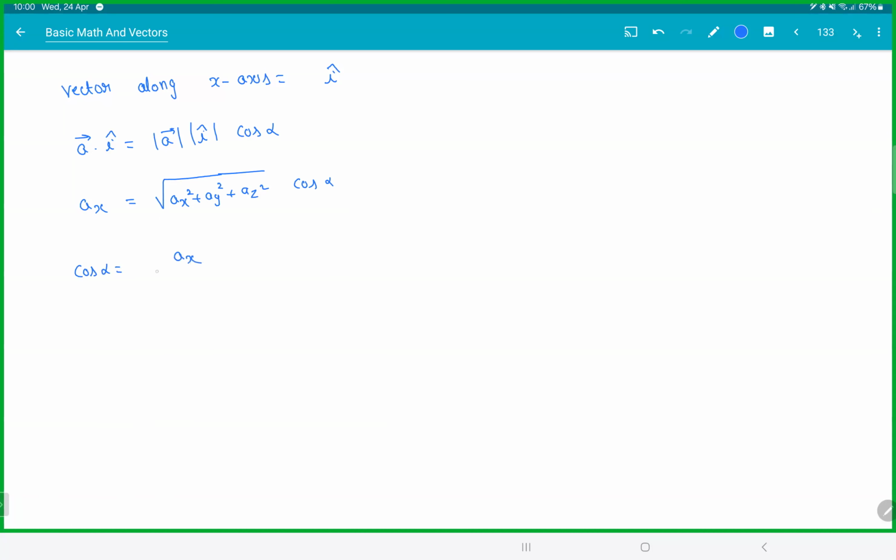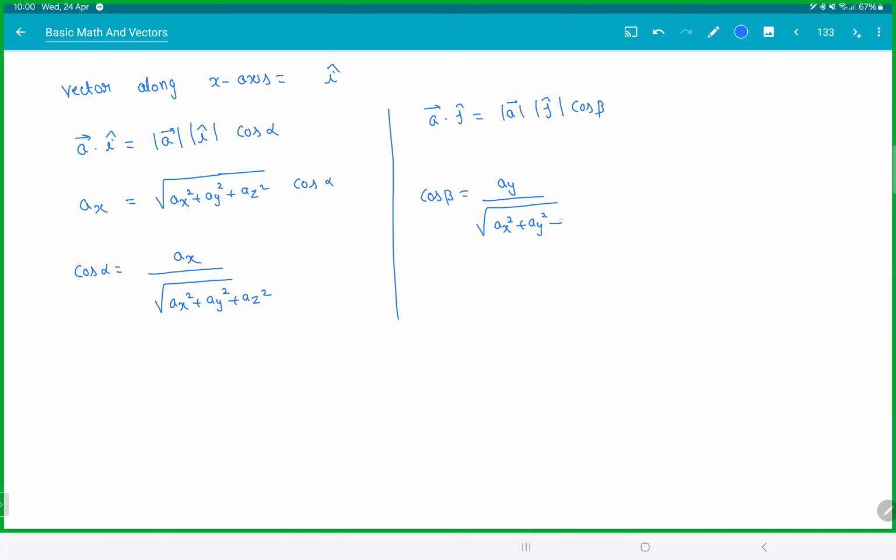So cos alpha is that X component by root over AX square plus AY square plus AZ square. You can do the same thing for y-axis. A bar dot j cap would be mod A bar, mod j cap, which is 1, and cos beta. This will give you cos beta is AY by root over AX square plus AY square plus AZ square. A bar dot k cap is mod A mod k cos gamma. This would be AZ by root over the same. So if you want to find the angle, this is how you find them.